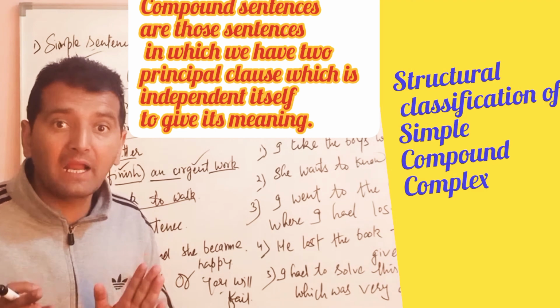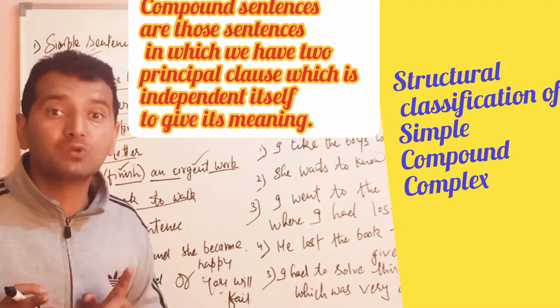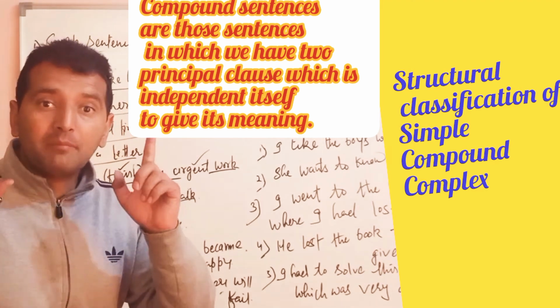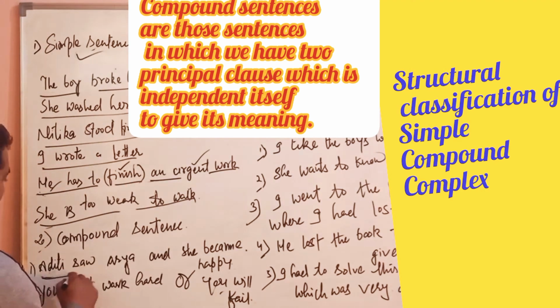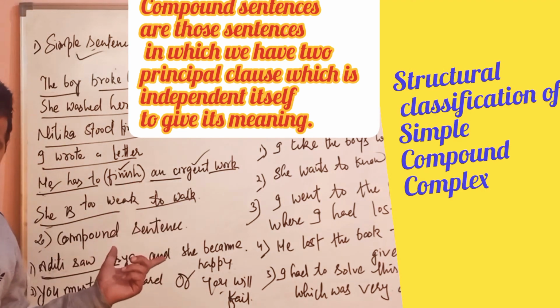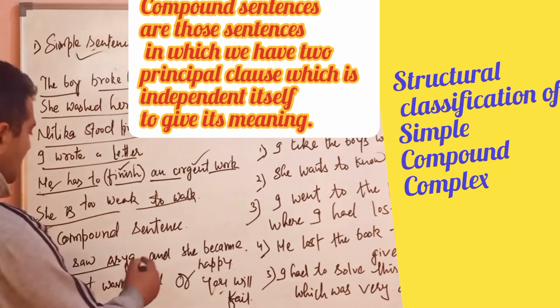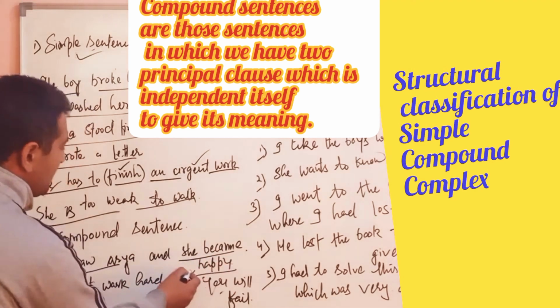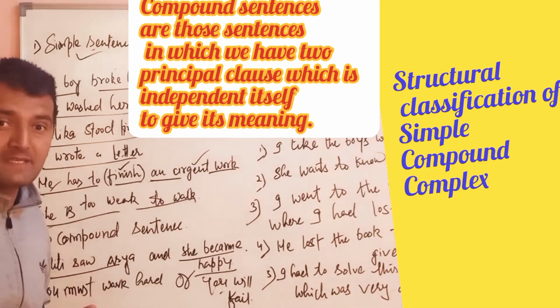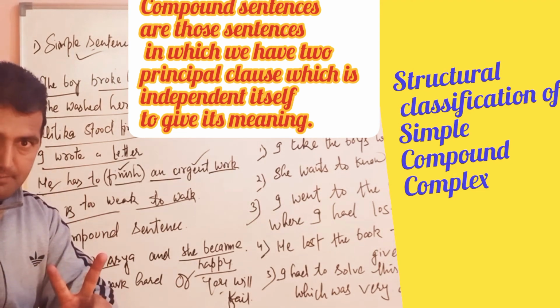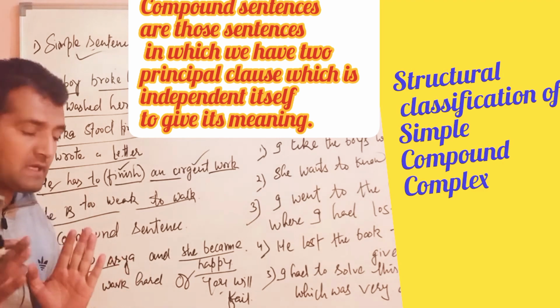Both clauses are independent and they are able to give their meaning on their own. Say, Aditi saw Arya, first clause, independent, and she became happy. Both are independent, both are principal. Why? Because these are two clauses, and both are giving meaning to us.